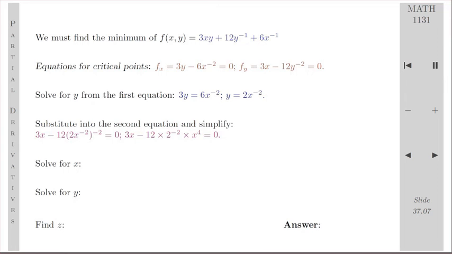2 to the negative 2 is 1/4. 12 multiplied by that is 3. So I get 3x minus 3x to the 4 equals 0. Factor this, pull out a 3x, I get 3x times (1 minus x cubed) equals 0.